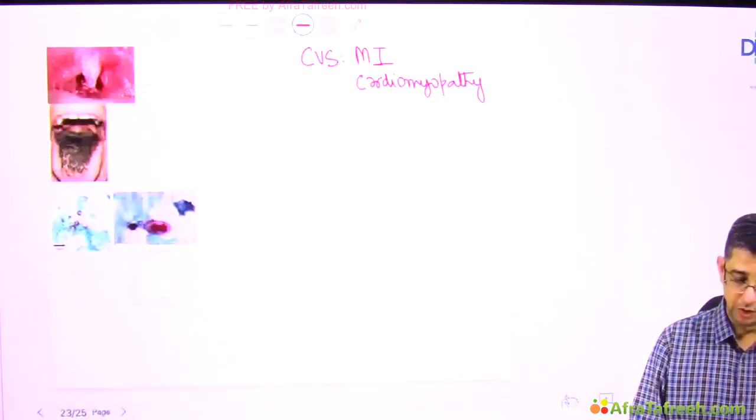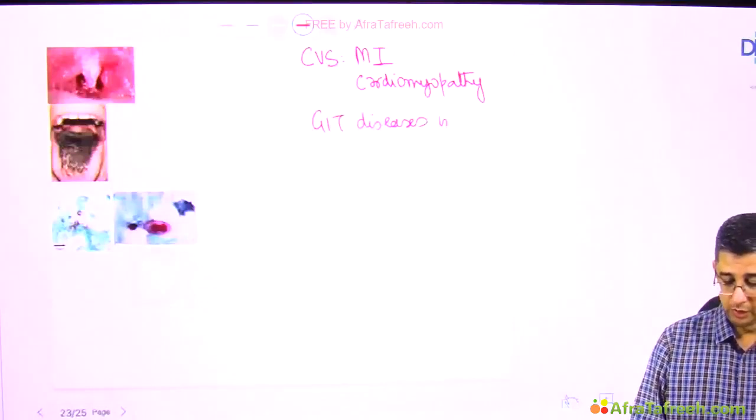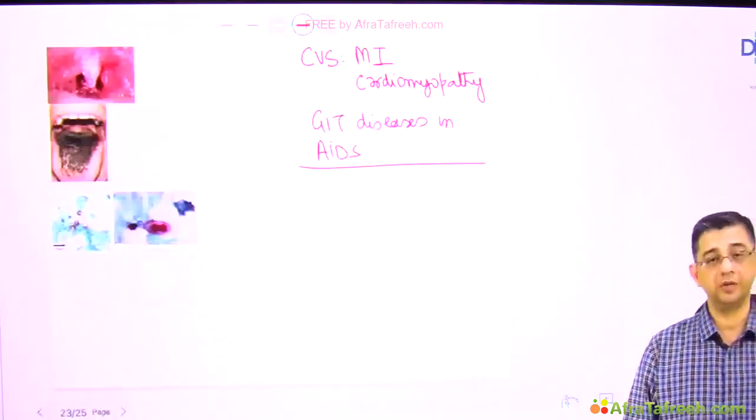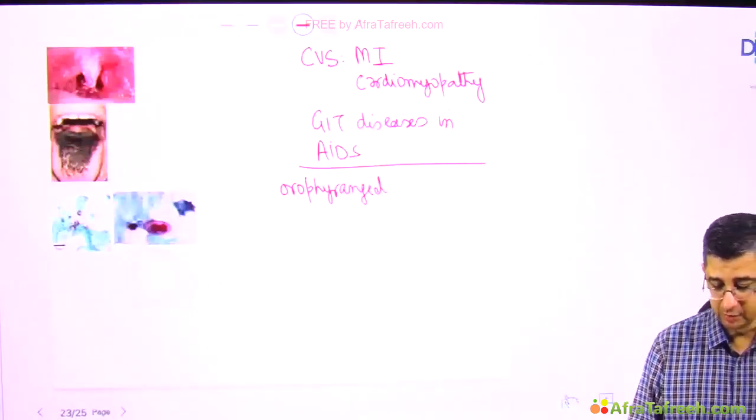Then we will talk about GI associations or GI diseases which are found in AIDS positive patients. Most of the time, the GI disease that can be asked is oropharyngeal candida. In the first handout given to you, in the image on the left hand side, you can definitely notice thrush present, oropharyngeal candida present.